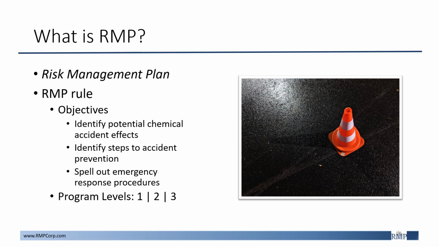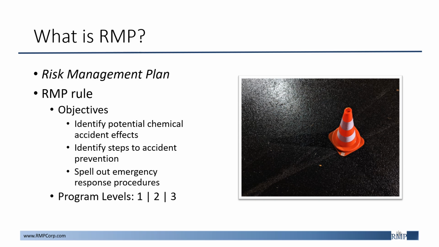Under the RMP rule, facilities that use these hazardous substances are required to develop a risk management plan, which would first, identify the potential effects of a chemical accident; 2, identify steps the facility is taking to prevent an accident; and 3, spell out emergency response procedures should an accident occur.